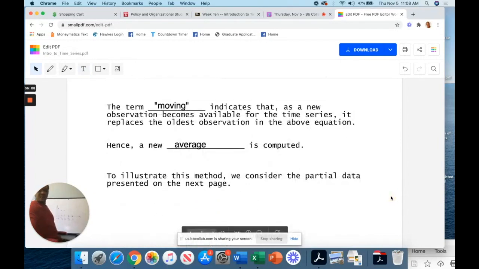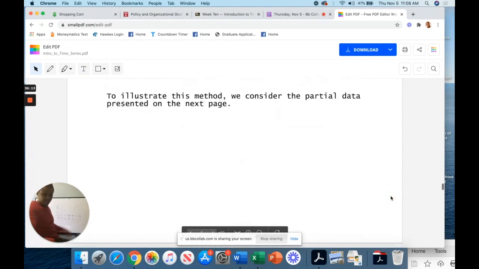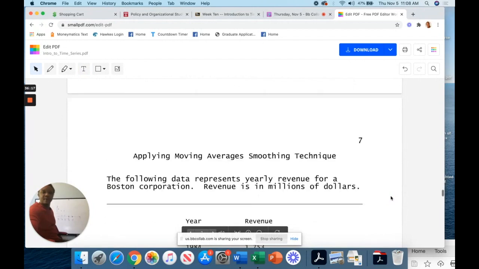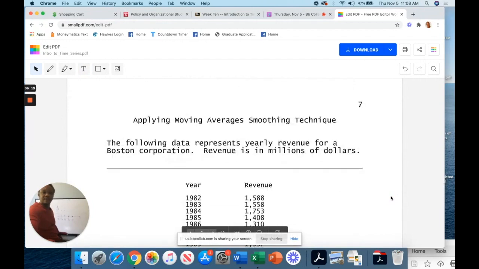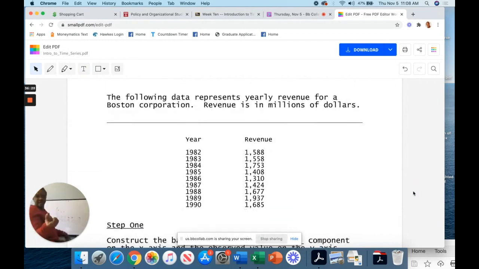What we're going to do is go through this technique of smoothing out the data on the next page and see how this algorithm works. So you're going to need some notebook paper because we're going to actually do a problem regarding this. This is page 7. I'm going to have to go back and forth to the board when I do this, but just take a look at that data.